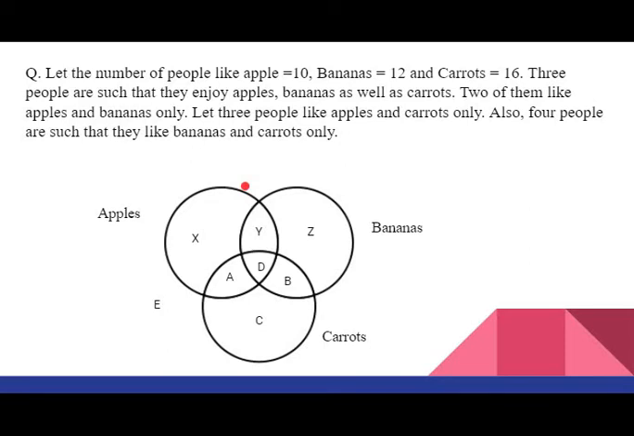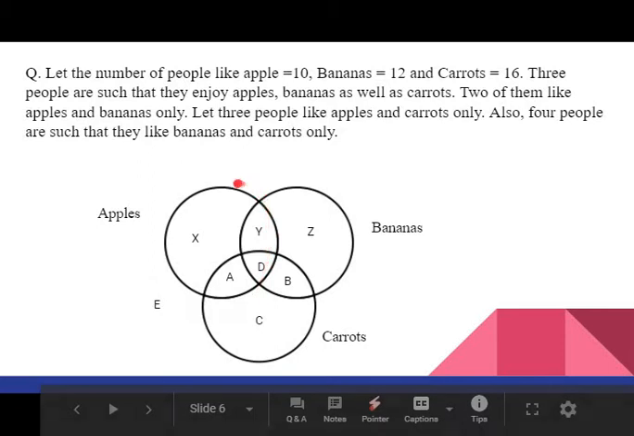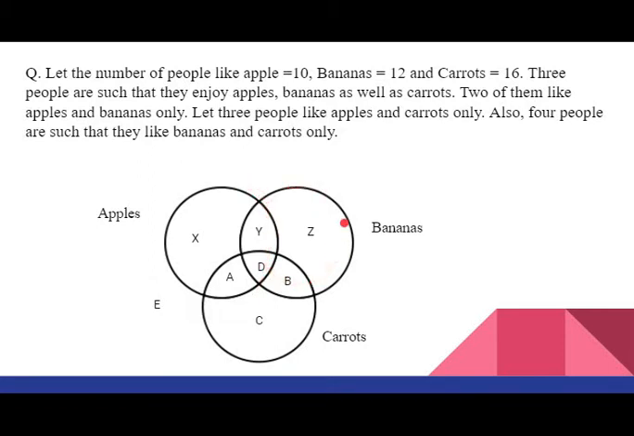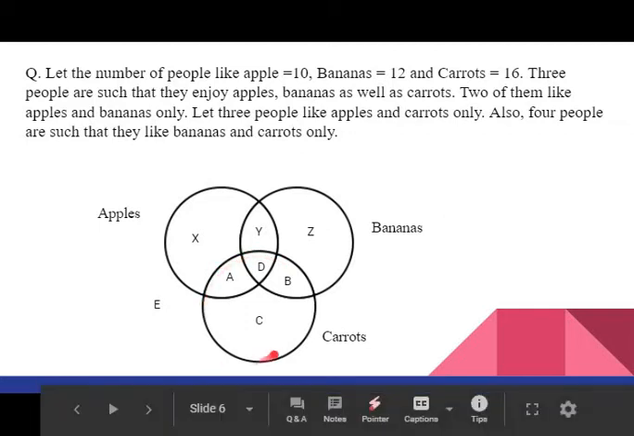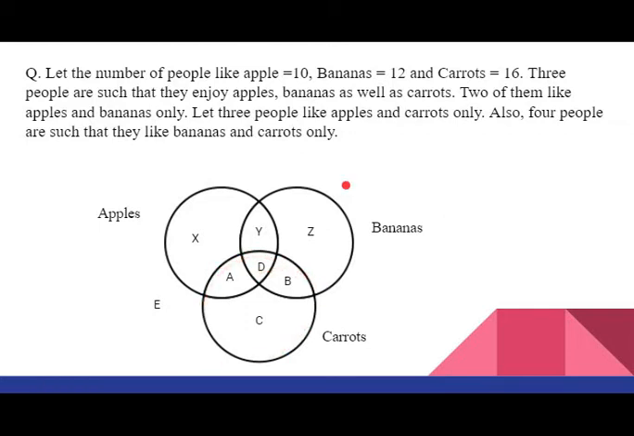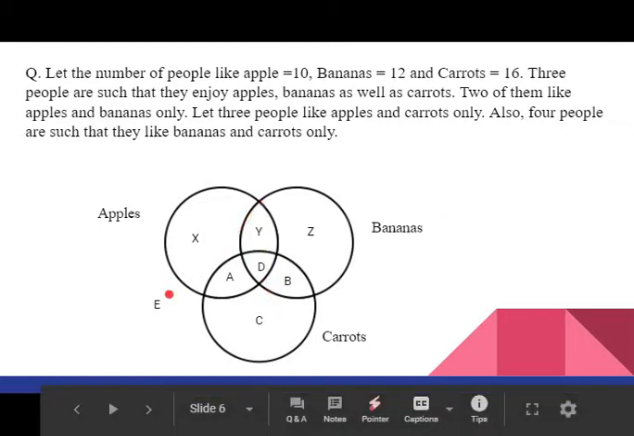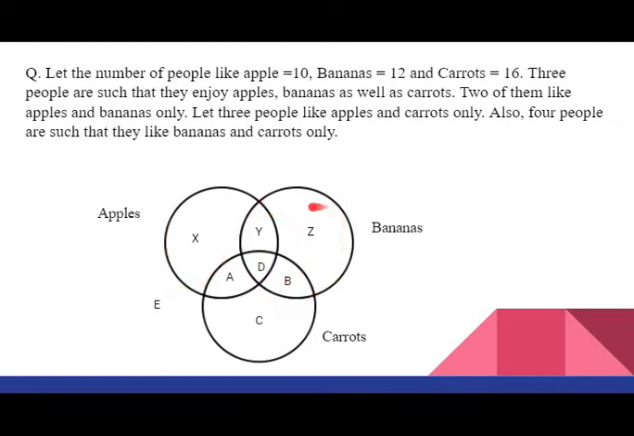So from the statement, we get an idea there will be three circles representing the number of persons who like apple, bananas and carrots. Let's draw three circles with overlapping sections, because there are some conditions given. The first circle represents the number of persons who like apple, the second circle represents those who like bananas, and the third circle represents those who like carrot. For solving these types of questions, you have to assign some variables like x, y, z, a, b, c, d, e to each area represented in a Venn diagram.